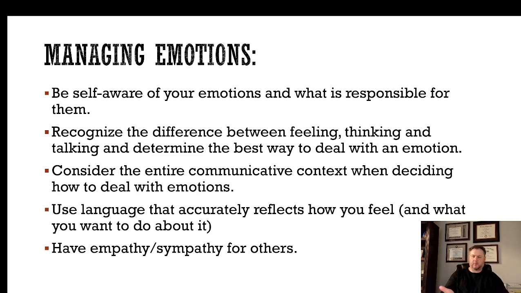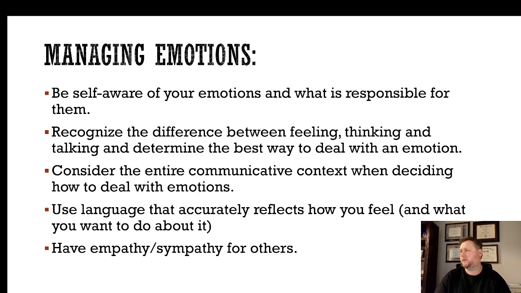But then you start to get some control over how you think about it. Not 100%, but a lot of control. And then you have total control over how you talk about it and the actions you take. Consider the entire communicative context when deciding how to deal with emotions. That basically just means consider the channel. If I need to talk about it with somebody, do I do it in person or by text? Is this something I blurt out on social media? How do you react that way?